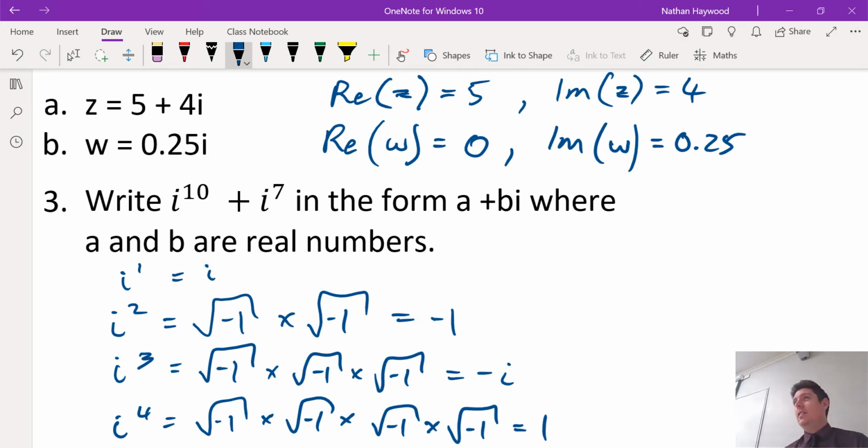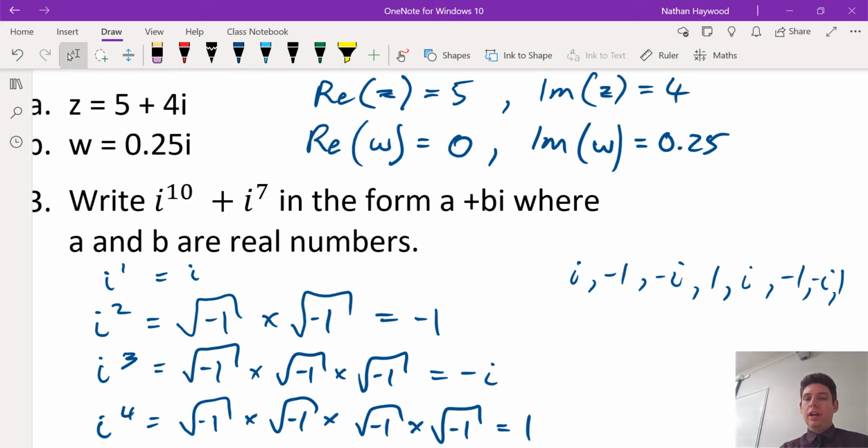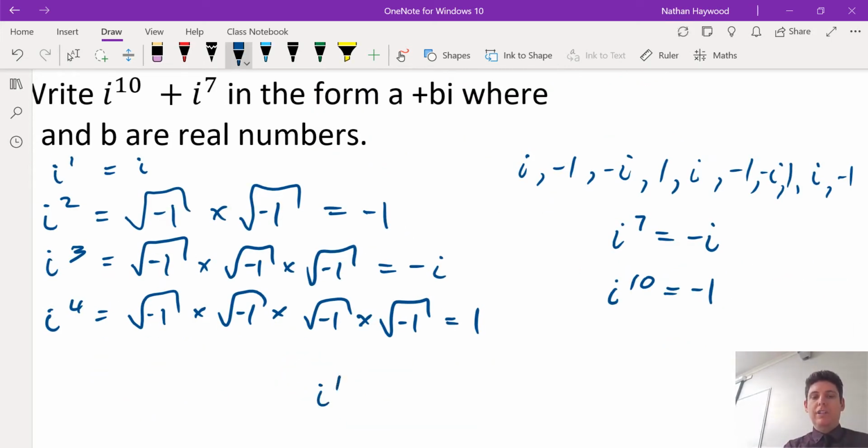So in case you haven't figured it out, there's a pattern. And when does the pattern repeat? First is i, then it goes -1, then it goes -i, then it goes 1, then it goes i, then it goes -1. So every 4 it resets. So i to the power of 7 is -i. Very good. You figure out i to the power of 10. So i to the power of 10 plus i to the power of 7 is -1 take i. And that is in the form a plus bi.